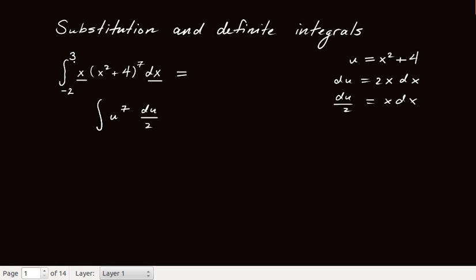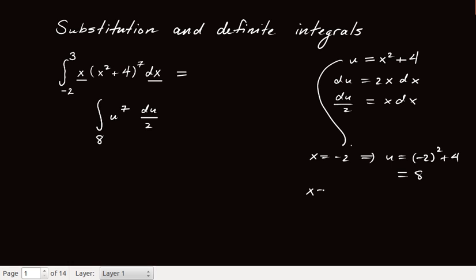this minus 2 and this 3 are hooked up with the variable x. If I want to rewrite the limits of integration here, I'm going to have to change from the x variable to the u variable. In particular, by this expression, if x is equal to minus 2, then that implies that u is equal to minus 2 squared plus 4, which is 8. So a minus 2 here corresponds to a u being 8.